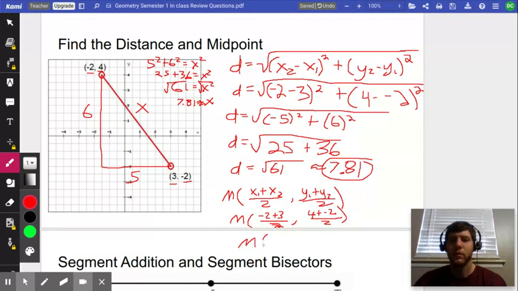Okay, so your midpoint here is going to be 1/2. And then 4 plus -2 is 2. 2 divided by 2 is 1. So then your midpoint is 1. I'm sorry, 1/2 comma 1.